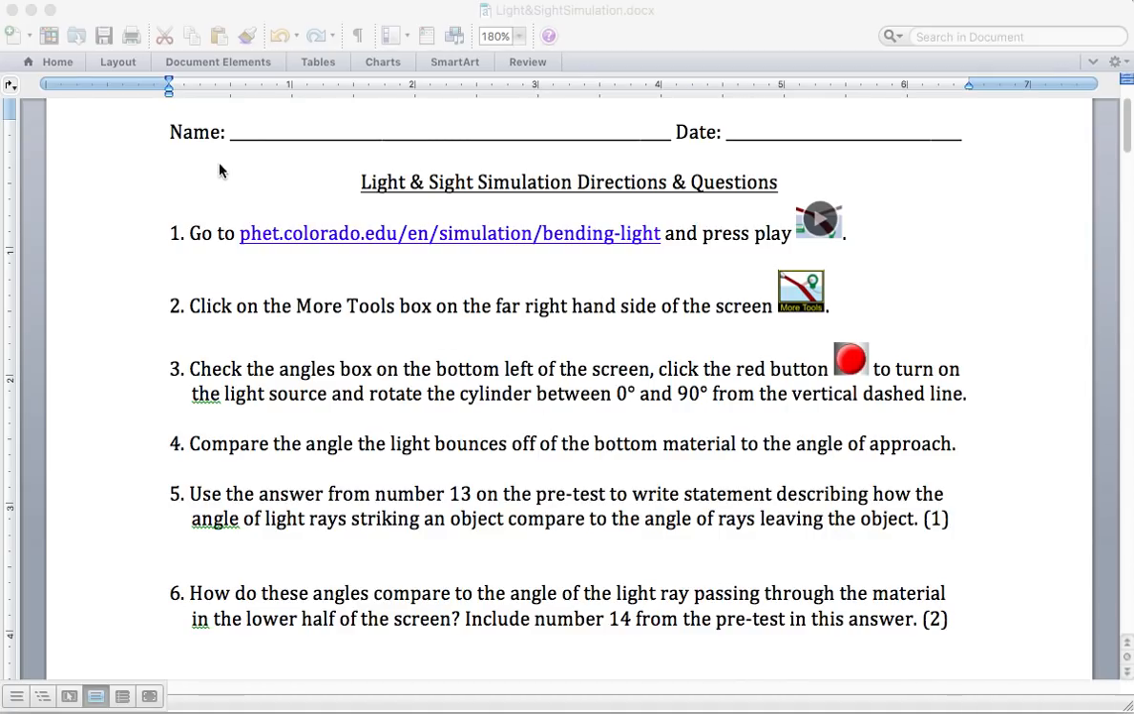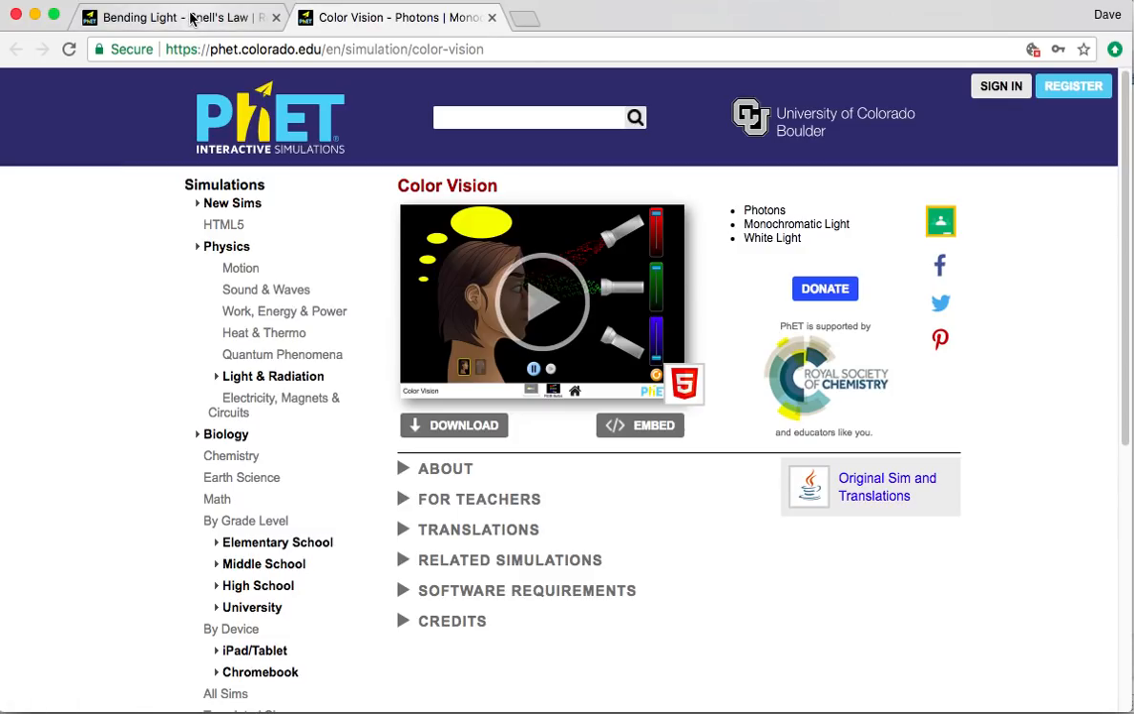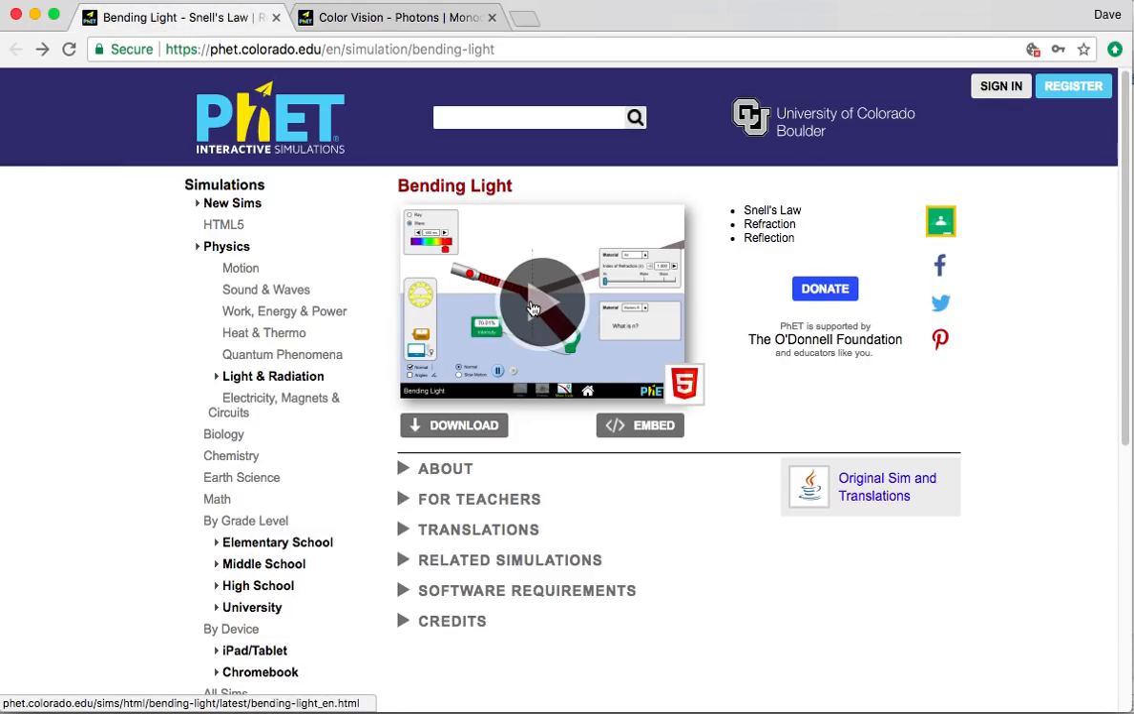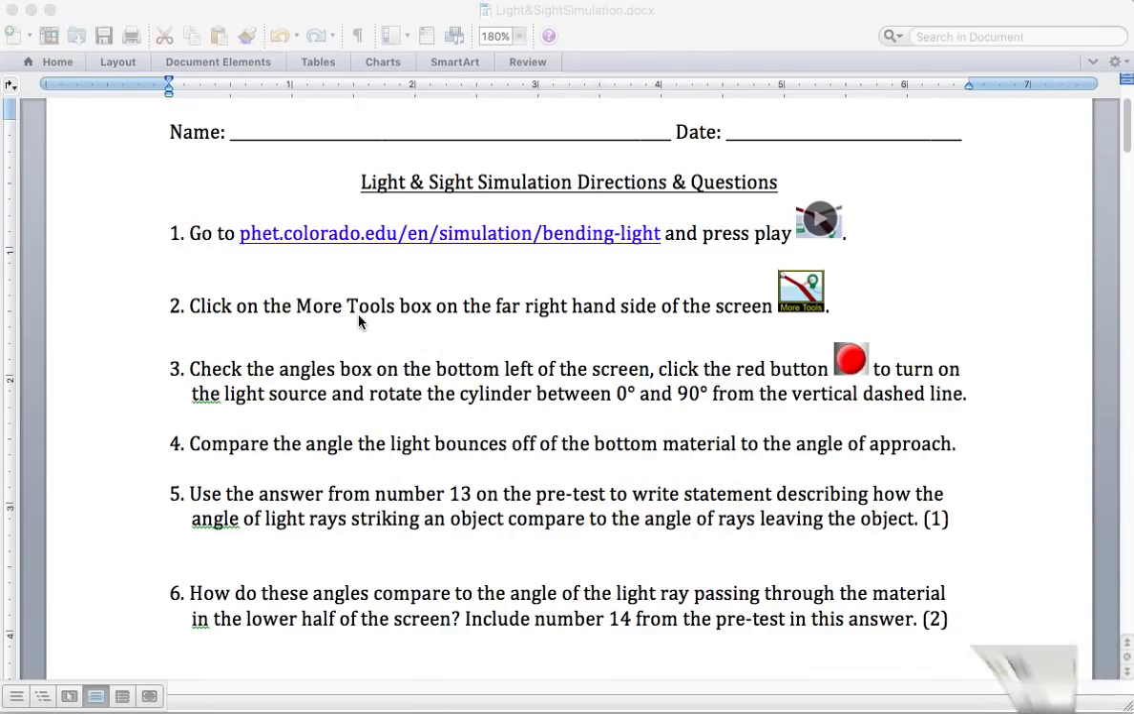And one of my goals in this class is to get you ready for future academic success. So hopefully you got in the habit of reading procedures and following them. If not, yesterday and today was supposed to be some practice, but now I just want to make sure that you've learned the physics, not just how to be a good student. So step one, we are going to start out with this bending light simulation.